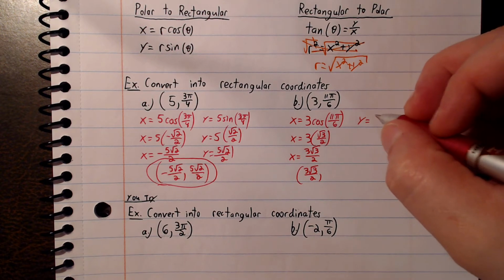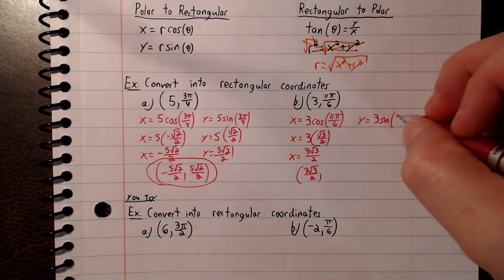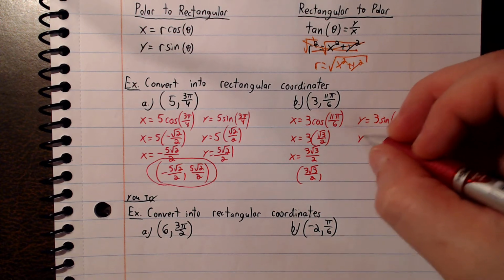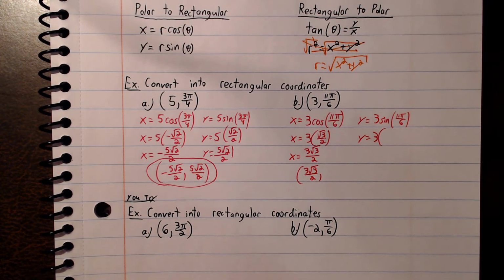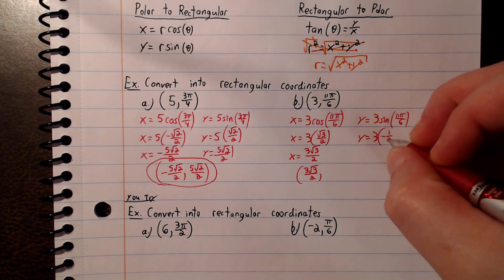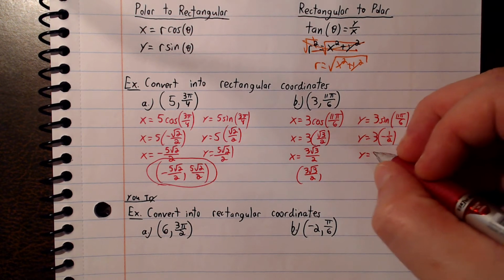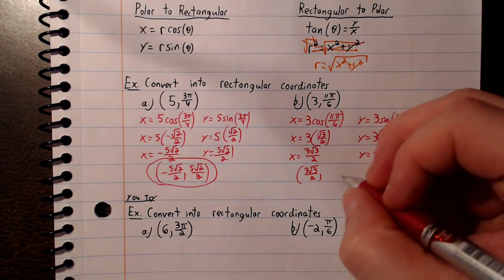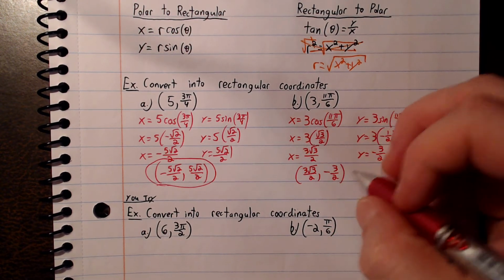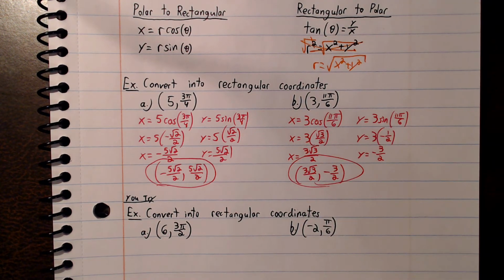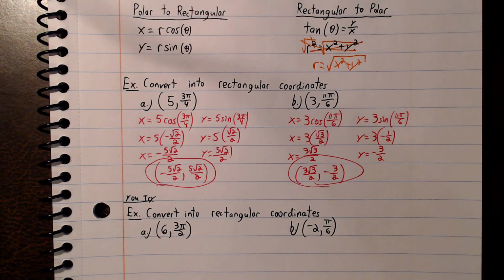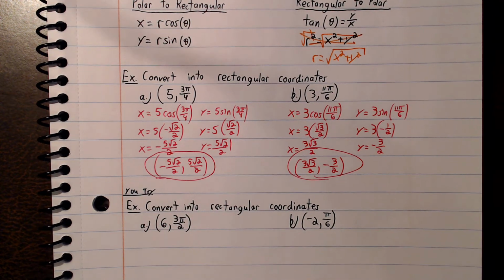y, we do 3 times sine of 11 pi over 6. The unit circle says that's -1/2. So we're getting -3/2 for y. Okay, actually not too bad, especially, like I said, if you have the unit circle handy, pretty easy to do. We're going to leave them in radical form. No need to give me decimals for right now.